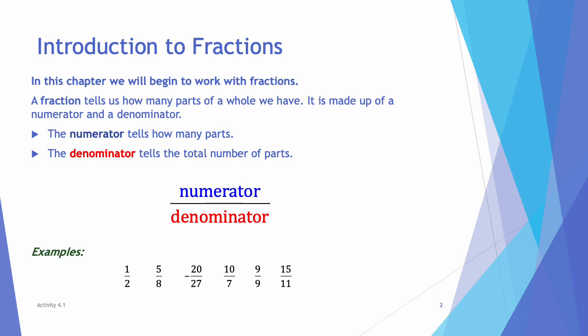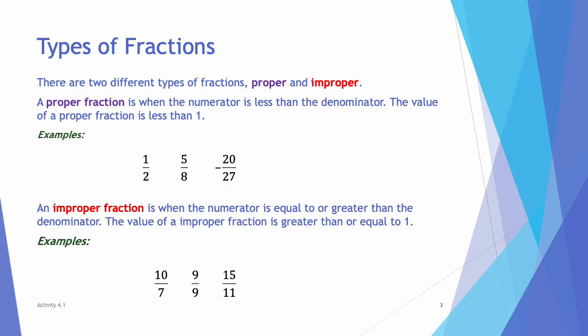It's made up of a numerator and a denominator. The numerator tells us how many parts, and the denominator tells us the total number of parts. The numerator is always in the top of the fraction. The denominator is in the bottom of the fraction. Some examples of fractions are 1/2, 5/8, -20/27, 10/7, 9/9, and 15/11.